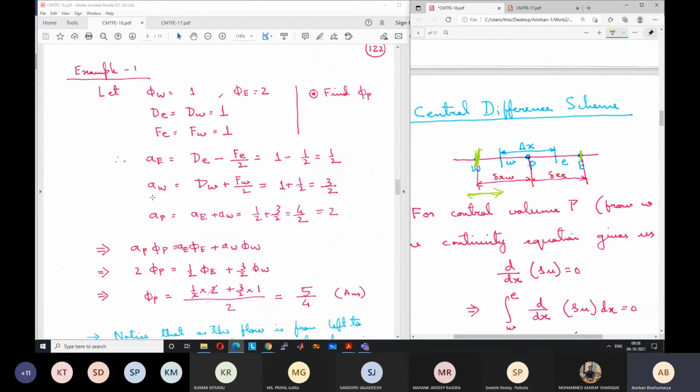What about diffusion? What is the direction of diffusive strength? Diffusion.